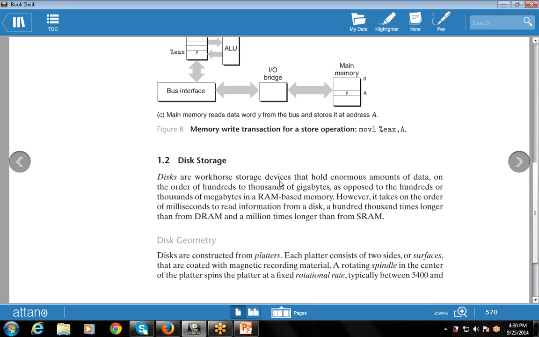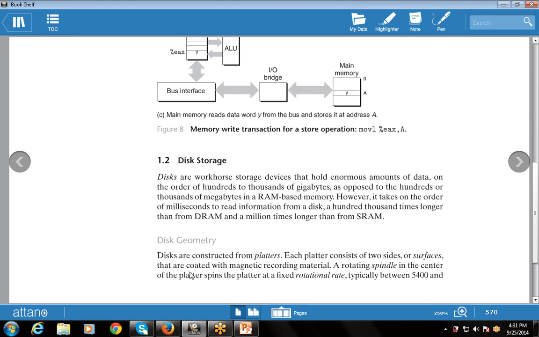This says disks are workhorse storage devices. Why is it known as a workhorse storage device? Because it is used for storing the data. Disks hold an enormous amount of data, on the order of hundreds of thousands of gigabytes, as opposed to hundreds of thousands of megabytes in RAM-based memory. That is, RAM stores hundreds of megabytes or hundreds of thousands of megabytes, but disk can store hundreds of thousands of gigabytes.